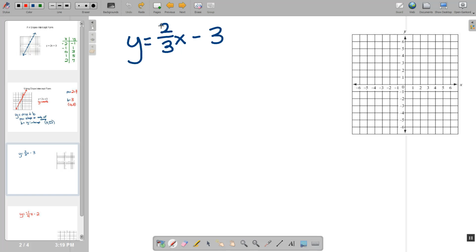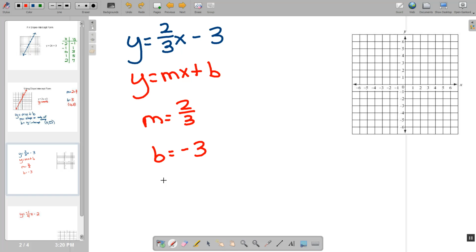As soon as we see a fraction in here, doing the table method would be even more difficult, and it would be less exact. But if we do y equals mx plus b, we know that the m, or the slope, is 2 over 3, and it's already in a fraction. And the b value is negative 3 this time. So we go 0, comma, negative 3. And that's all we need to graph. So we go to the b value first, which is 0, comma, negative 3, right down there.